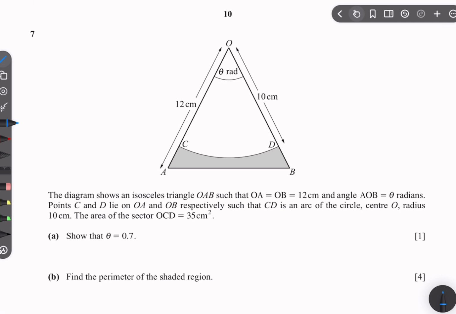Okay, question 7. The diagram shows an isosceles triangle OAB such that OA is equal to OB, which is equal to 12 cm, and angle AOB is equal to theta radians. Points C and D lie on OA and OB respectively such that CD is an arc of the circle, center O, radius 10 cm. The area of sector OCD, which is the pizza, is equal to 35 cm squared. Show that theta is equal to 0.7.